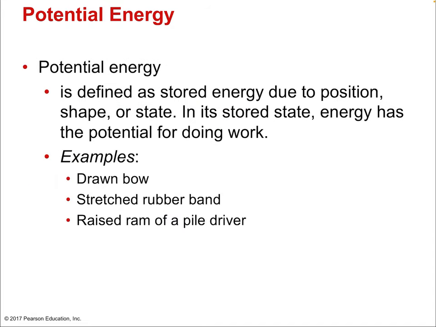So potential energy is defined as stored energy due to position. Now, there are different types of potential energy. Here, we're implying that we're talking about gravitational potential energy. That's the most everyday type. There are other types of potential energy, including electrostatic potential energy. It is a stored state. Energy has the potential for doing work. That's what potential energy means. Examples: a drawn bow, that would be elastic potential energy. The energy there is in the material. Stretched rubber bands, a raised ram of a pile driver, because gravity is about to drop it.